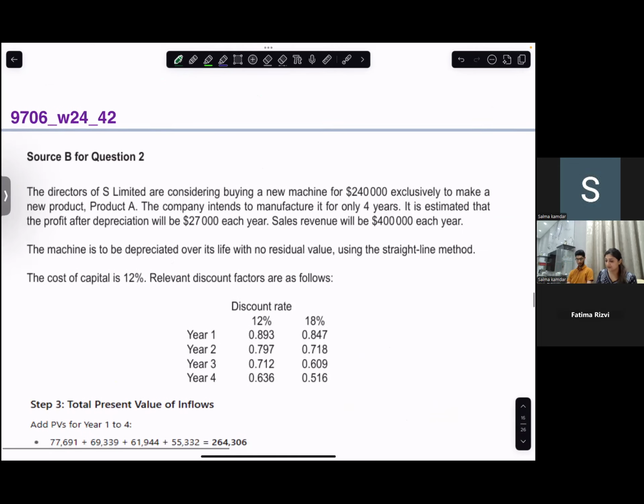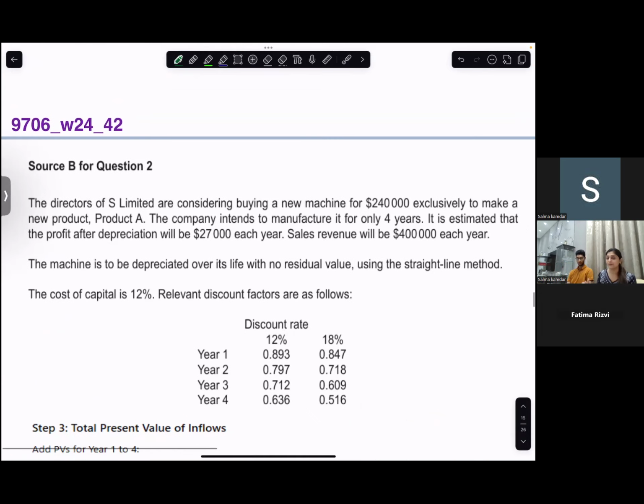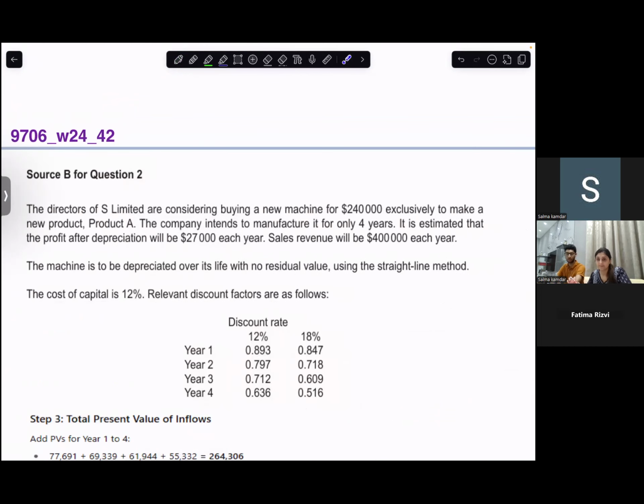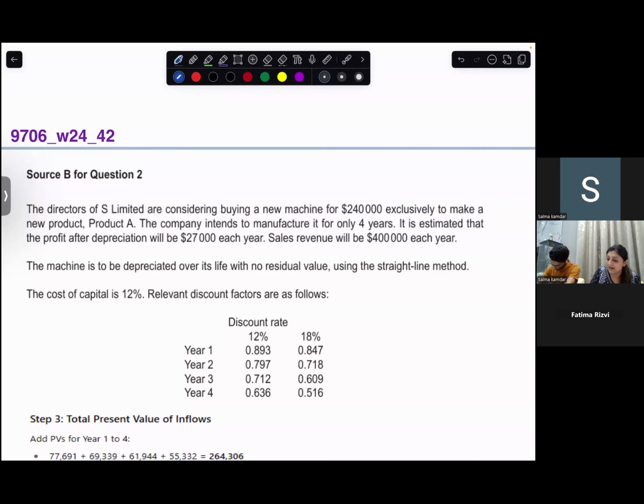So I am reading the question. Not I, you are reading the question, Fatima, and we will try and spot where we are going to put what things. Read the question, please. The directors of S Limited are considering buying a new machine for $240,000 exclusively to make a new product. Can you tell me what this is? It is the initial cost. It will go out in year 0. It is not an inflow, it is an outflow.